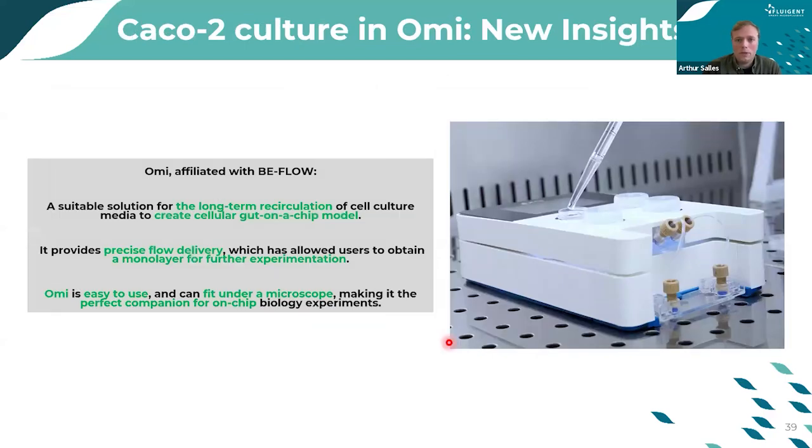So if we sum up, the Caco-2 culture in OMI, affiliated with B-Flow, is a suitable solution for long-term recirculation of cell culture media to create a cellular gut-on-chip model, for example, for the shear stress effect on cells. It provides a precise flow delivery, which has allowed us to obtain a monolayer for further experimentation. And OMI is easy to use, as you can see. It fits under any microscope. Its external footprint is also very low, so it can fit in any incubator. And with the digital app, it's a perfect companion for on-chip biology experiments.